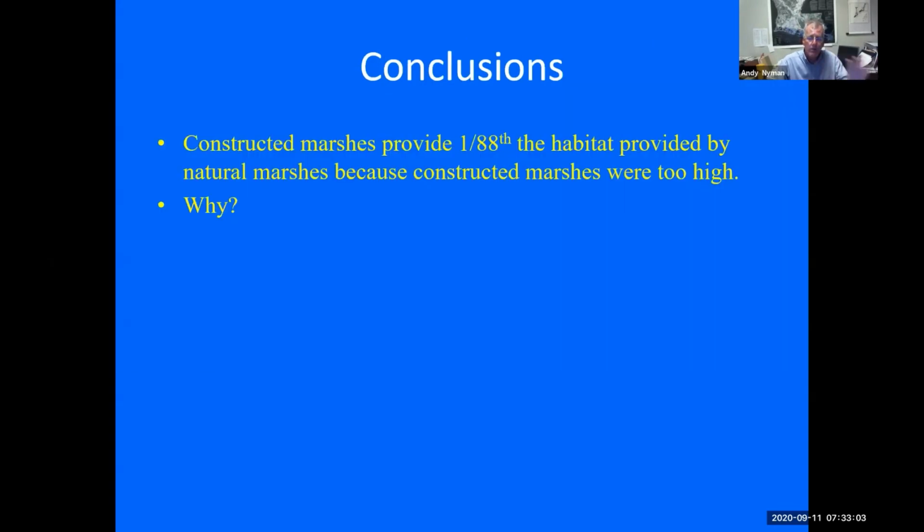All right, so the conclusion of that is that the constructed marshes provided 1/88 of the habitat provided by our natural marshes. And they're costing us a couple of dollars per acre.